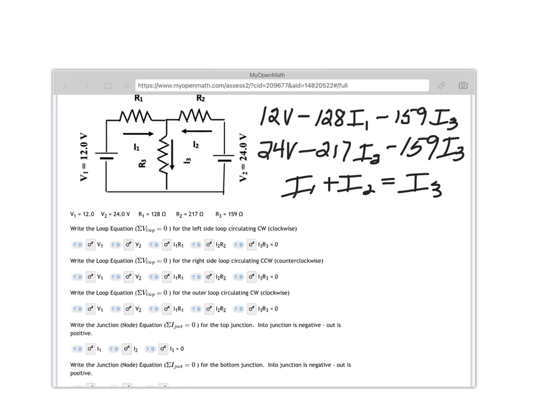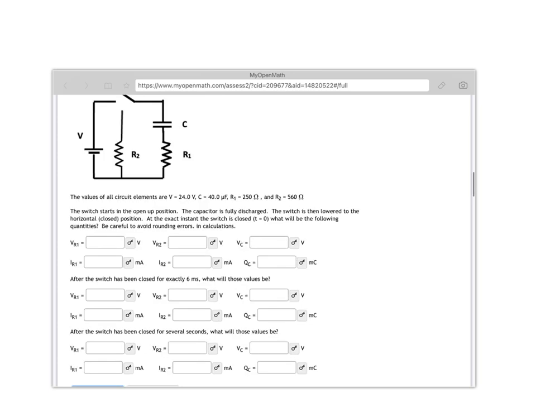I'm going to now move on to the other RC circuit problems. Okay, do as much as you're able to do before you watch what I do, but I'll walk you through this if you need help.